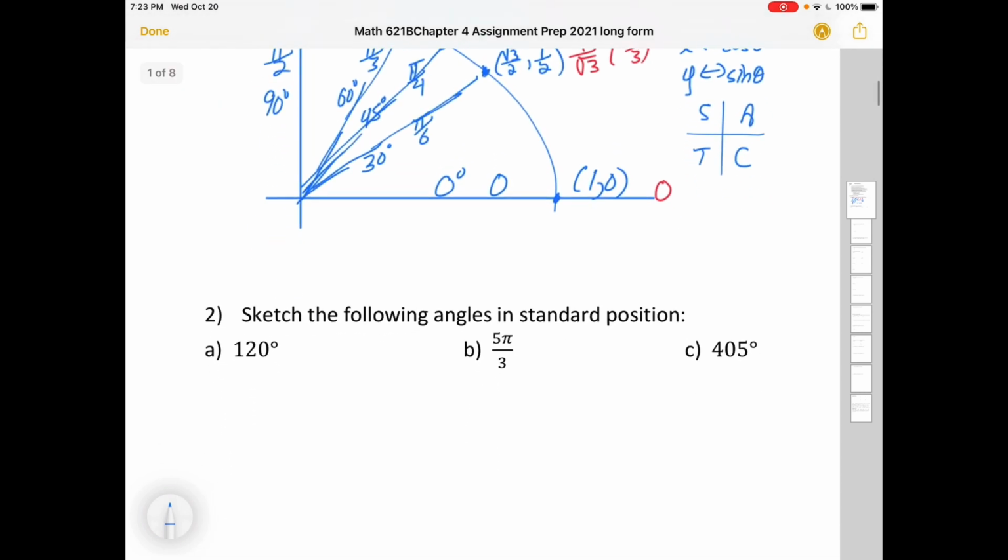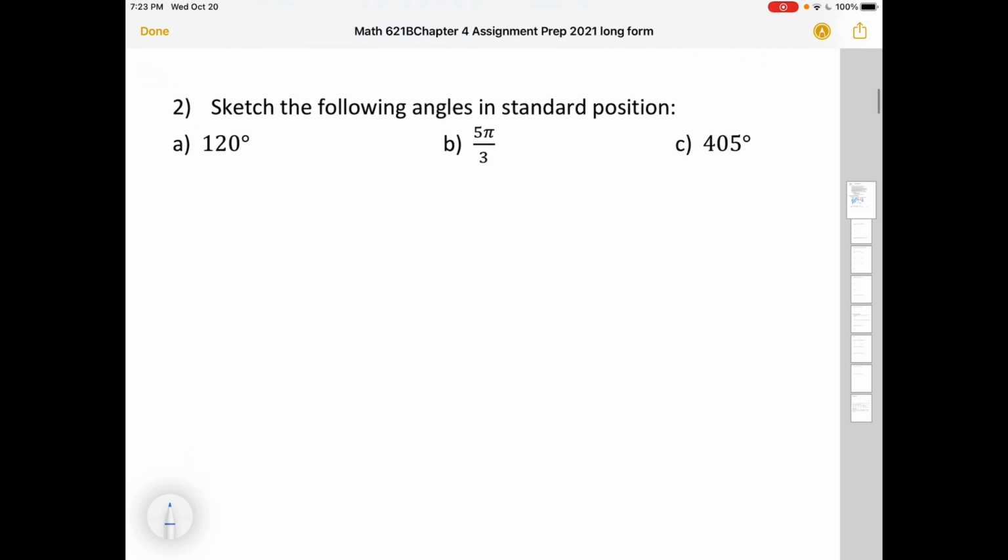Next, we're going to sketch some angles in standard position. So 120 degrees. Here we go. 120, that would be 90 to here. There's about 120.